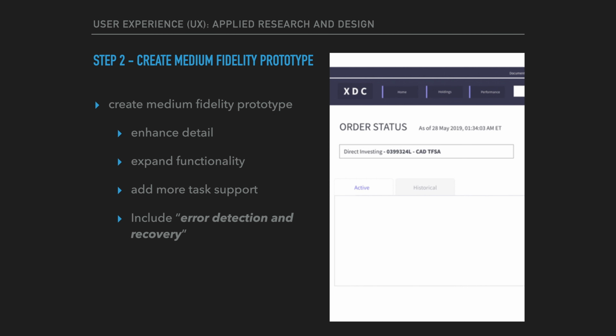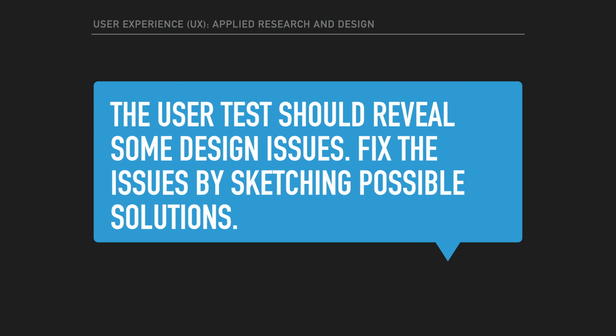In step 2, we create the medium-fidelity prototype. So phase 4 also involves the creation of a medium-fidelity prototype with a digital prototyping tool. The user test should have revealed some design issues. This step involves fixing the issues discovered with the design. A good way to start involves sketching different possible solutions to the discovered design issues.